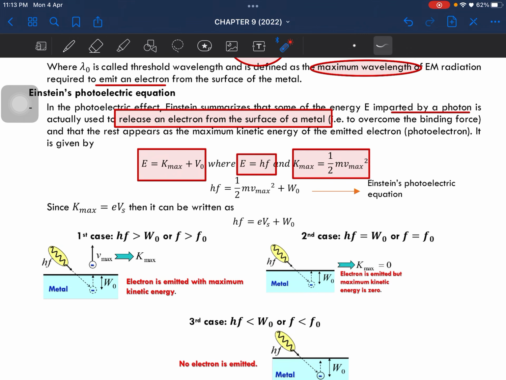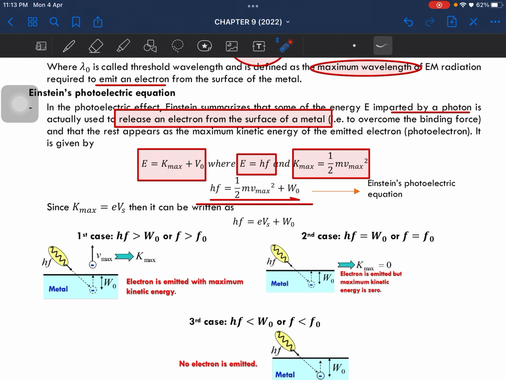Substitute that into the equation, and we get the maximum kinetic energy, which is this one. We know the Einstein photoelectric equation is this one, and energy is equal to hf and maximum kinetic energy is equal to this. We can substitute each of these into this equation, and we then get this equation here. This is the Einstein photoelectric equation.